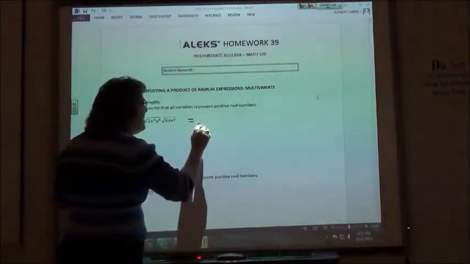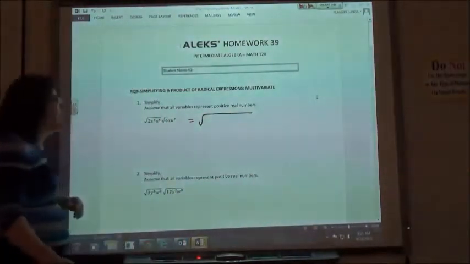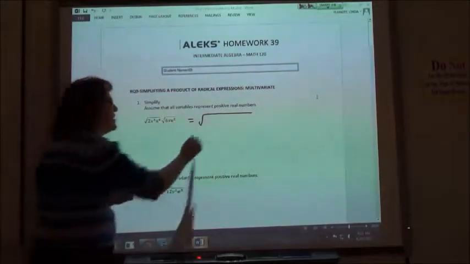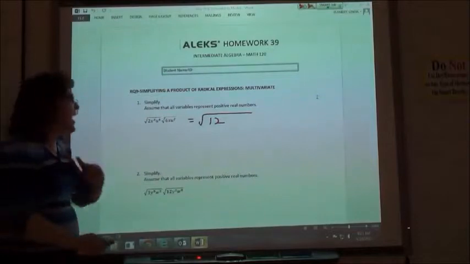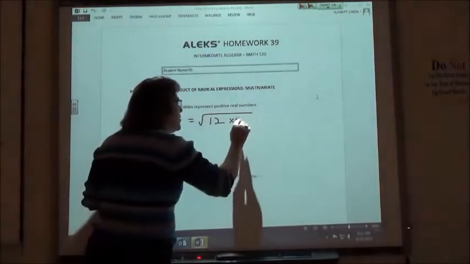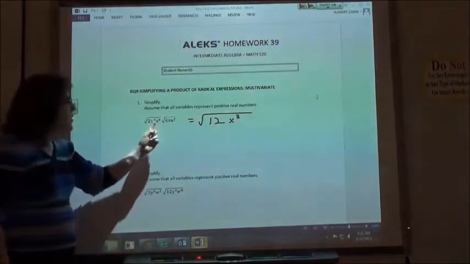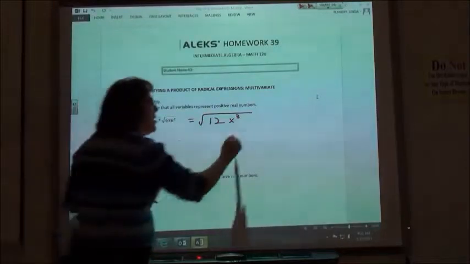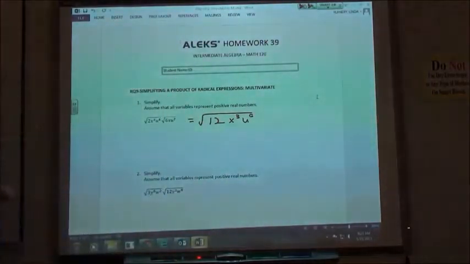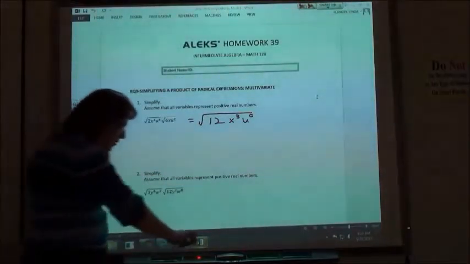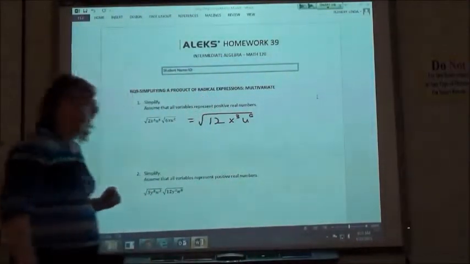So I'm going to go ahead and multiply what's under the square roots together. So 2 times 6 is 12. X squared times an x, I add my exponents, so x to the third. U to the fourth times a u squared, u to the sixth power. So now I want to simplify what I have there like we did on Monday's page.